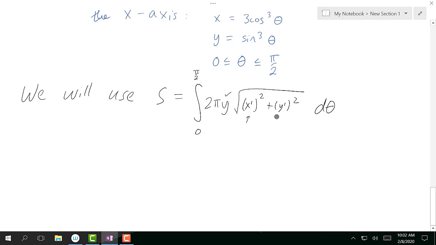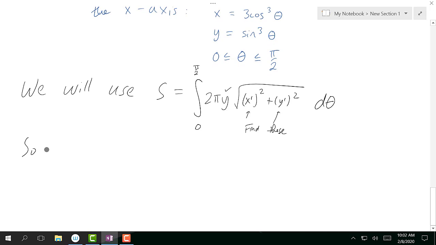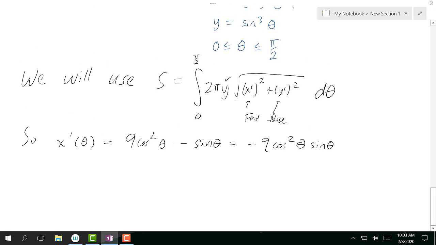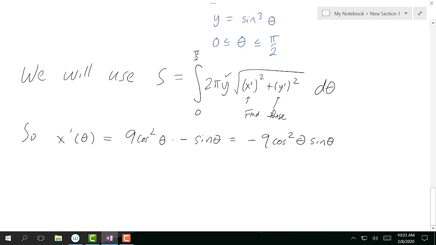We need to find these derivatives, so we'll start there. So, x prime of theta is going to be the derivative of this function right here. What we're going to get is 3 cosine squared theta times a negative sine theta. So we're going to get negative 3 cosine squared theta sine theta. Okay, so we're good here.